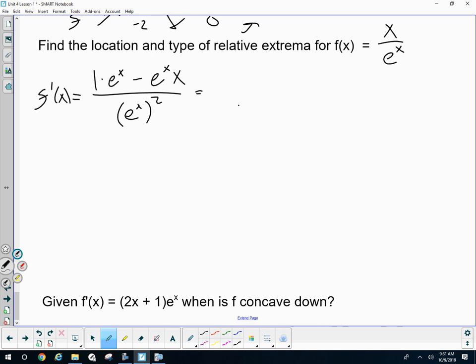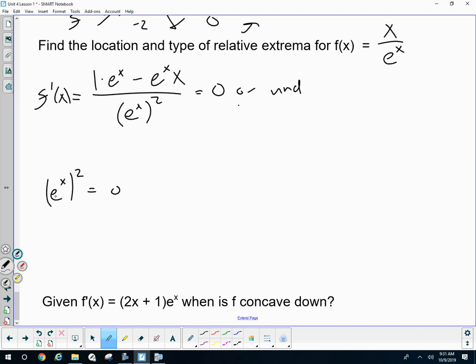Well, I got to set this equal to 0 or see when it's undefined. Now, a lot of you are probably worrying, oh, I have a denominator. I need to see when it's undefined. E to the x squared can never equal 0. E to the x is always positive. We'll talk about how you could solve this in the future.